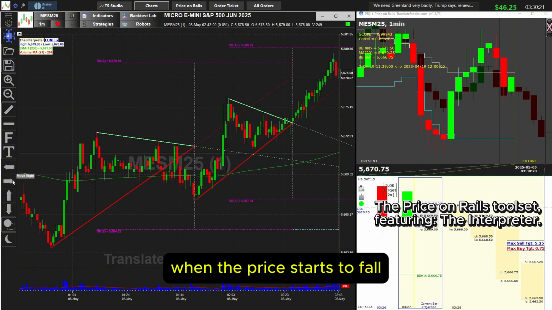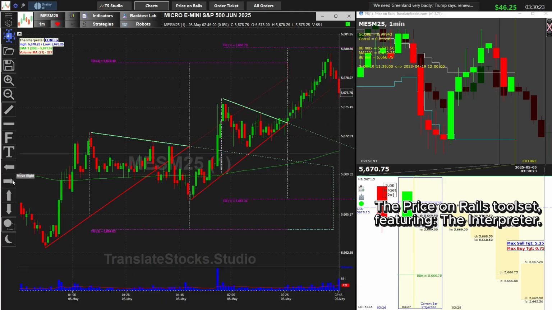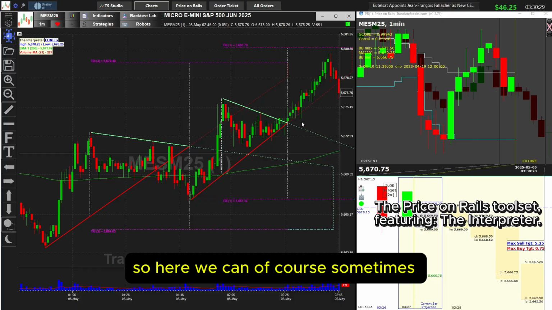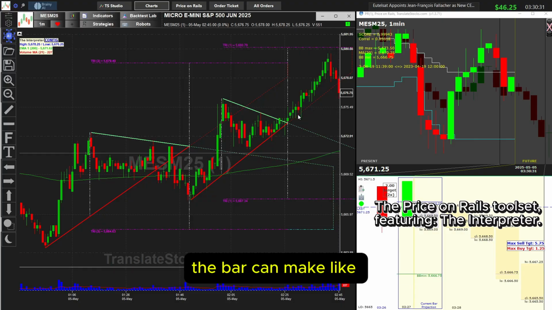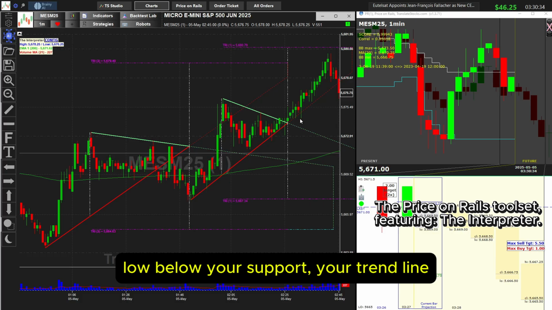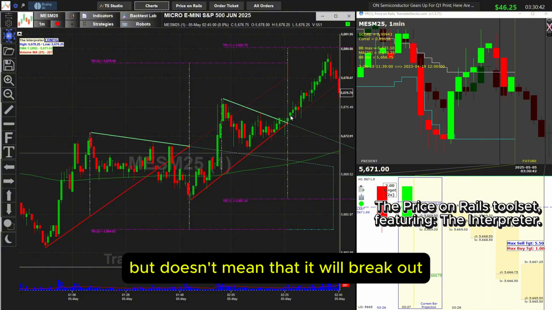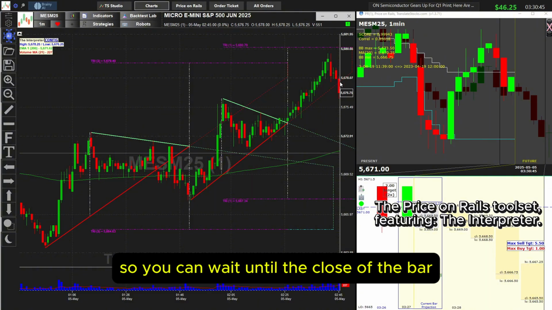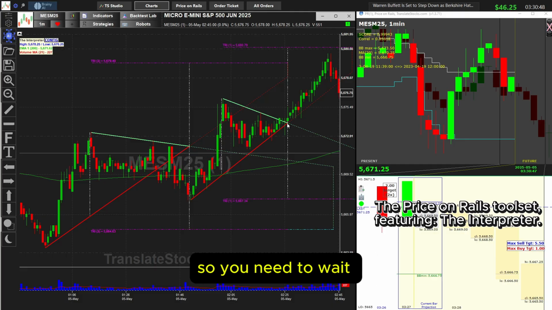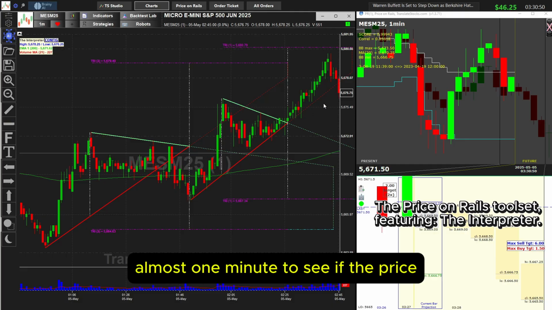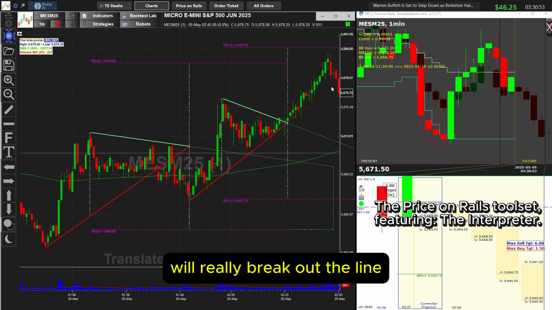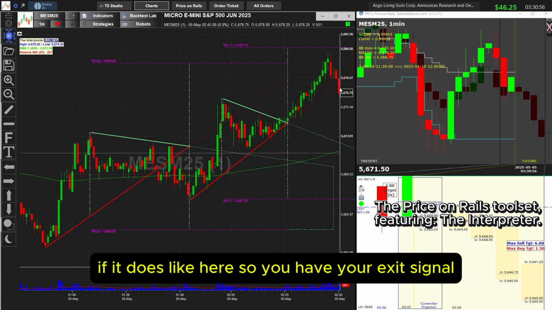When the price starts to fall, we have this view. Of course, sometimes the bar can make a low below your support, your trend line, but that doesn't mean that it will break out. So you can wait until the close of the bar. This is a 1 minute bar, so you need to wait almost 1 minute to see if the price will really break out the line. If it does, like here, you have your exit signal.